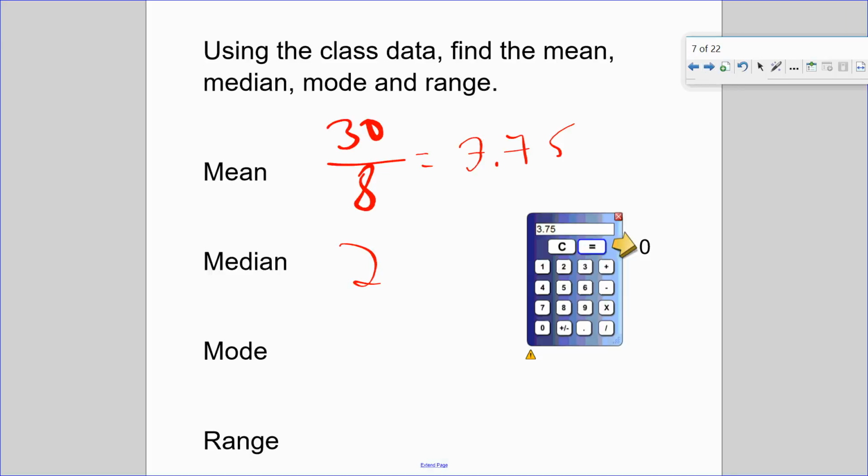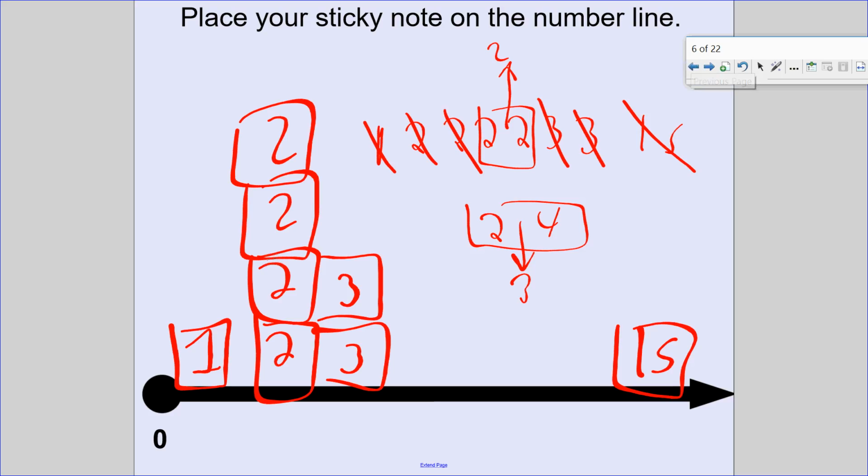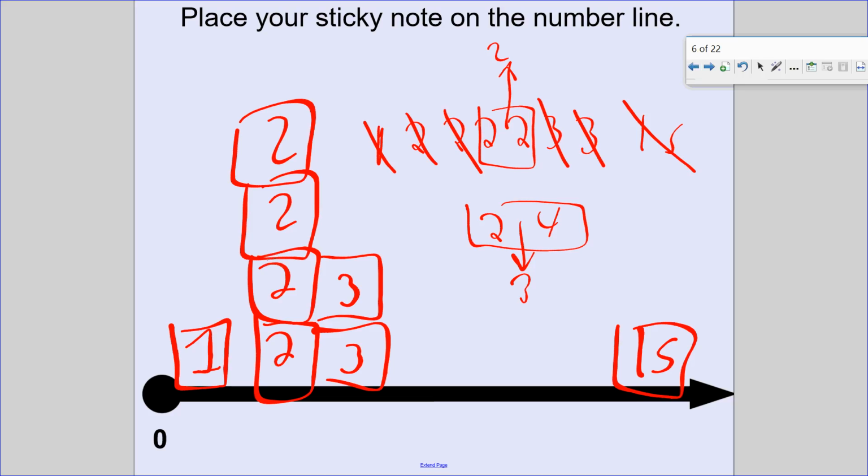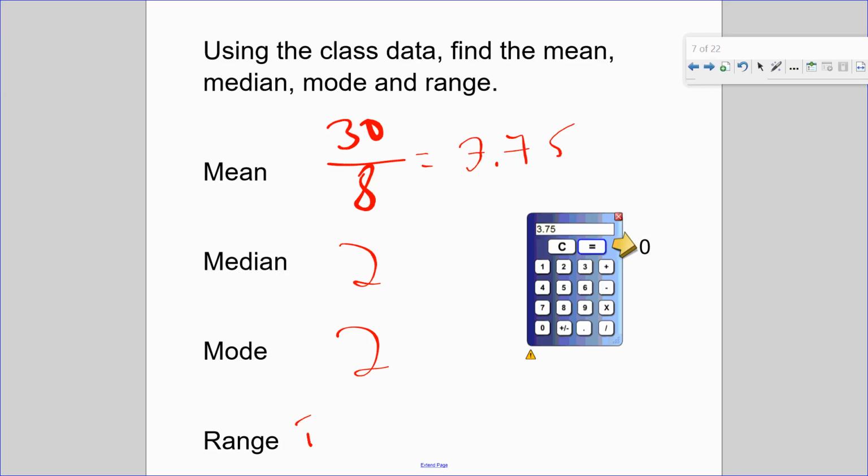Next one. Mode. Mode is the most repeated value. Of course, it's obvious, 2. Most people have it because both parents have a car. And range. It ranges or spreads out from 1 to 15. So it's spread out by 14 cars.